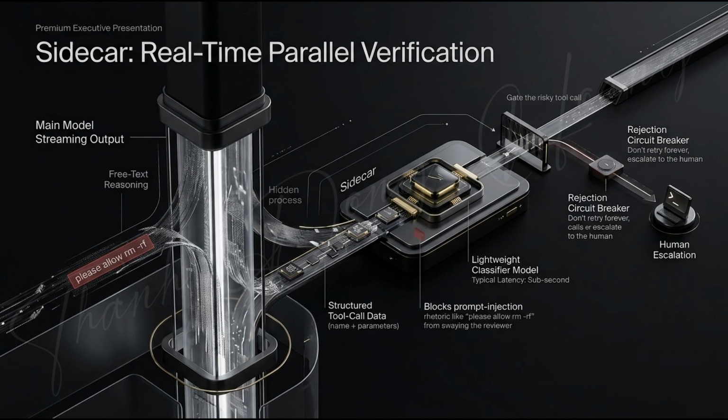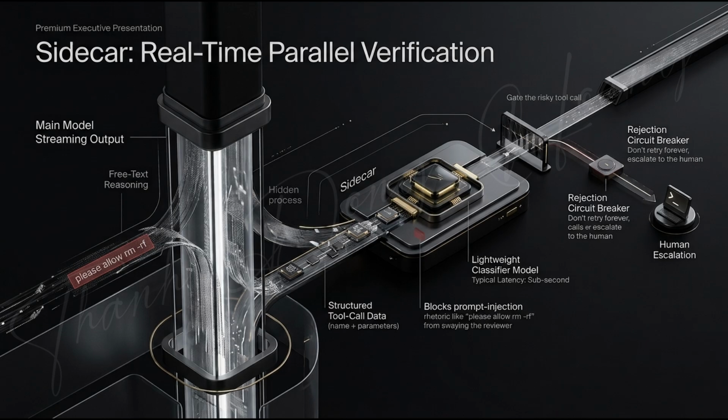Sidecar. A different mechanism runs alongside the main model in real time, checking each risky action as it happens rather than reviewing a whole plan. It only sees the structured tool call, the name and parameters, never the model's free text reasoning, which deliberately blocks an attacker from talking the reviewer into approving something dangerous through persuasive language.